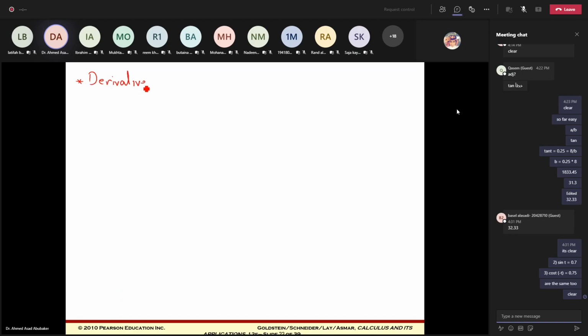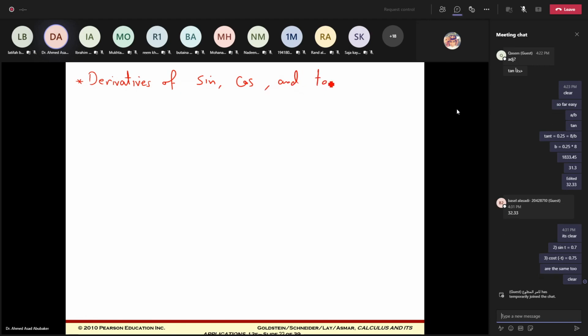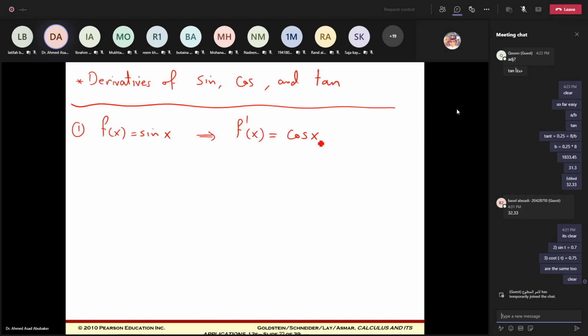Derivatives of sine, cosine, and tan. Number 1, if we have f of x equals sine x, the first derivative of sine equals cosine. And if we have the cosine, the first derivative equals negative sine. So return to sine but negative.